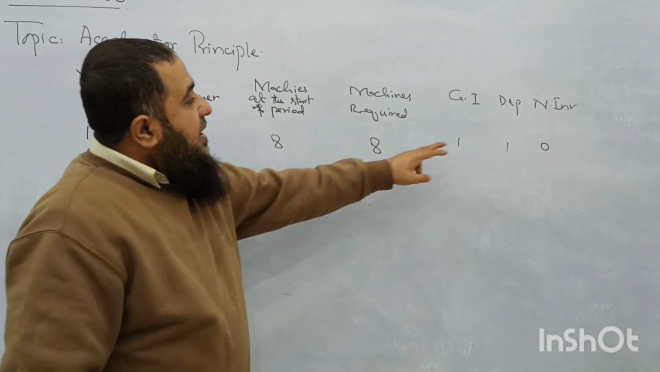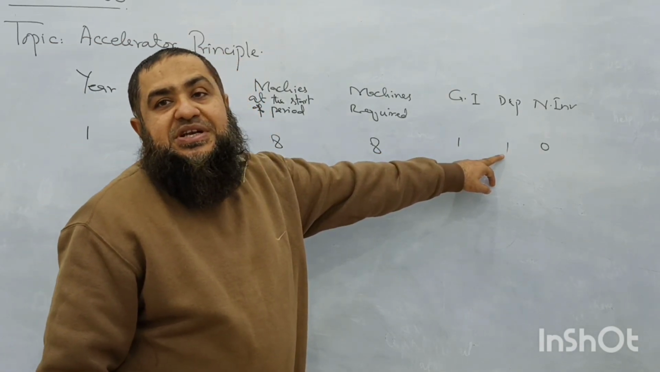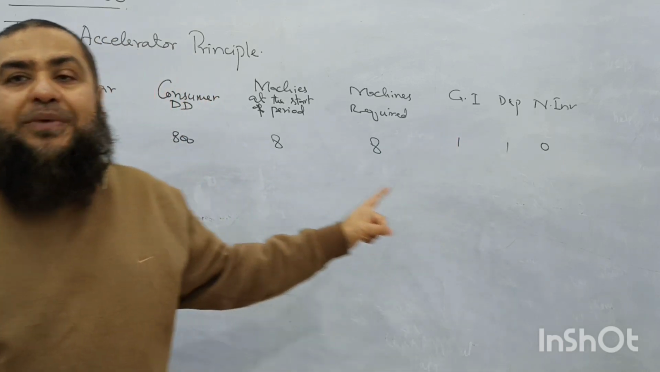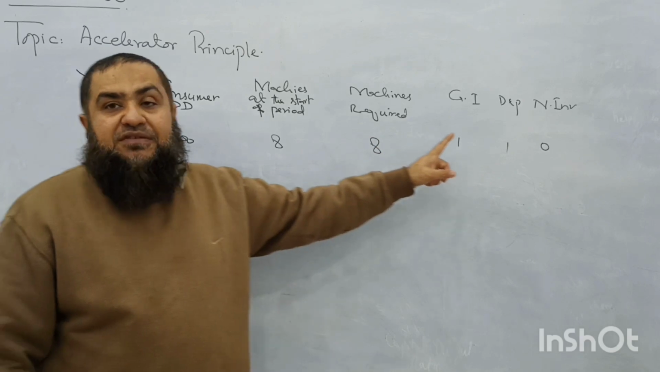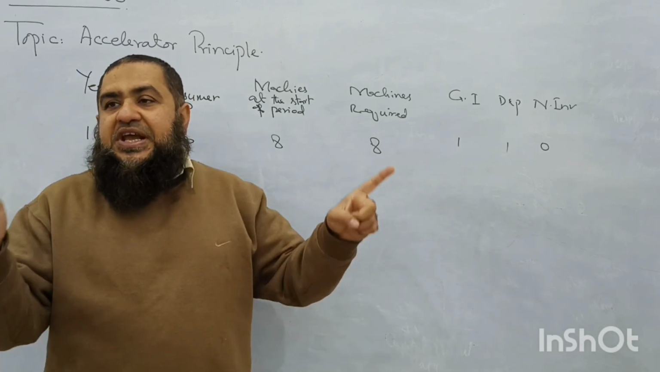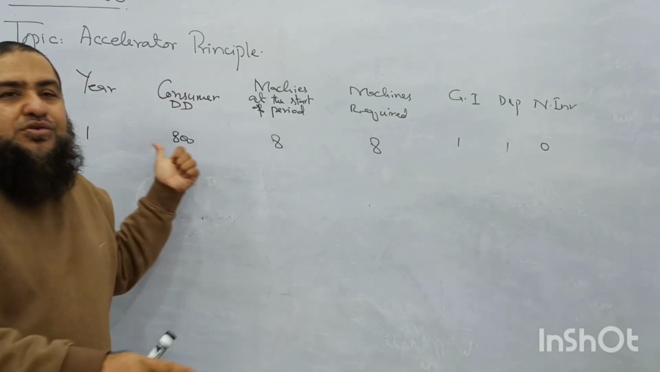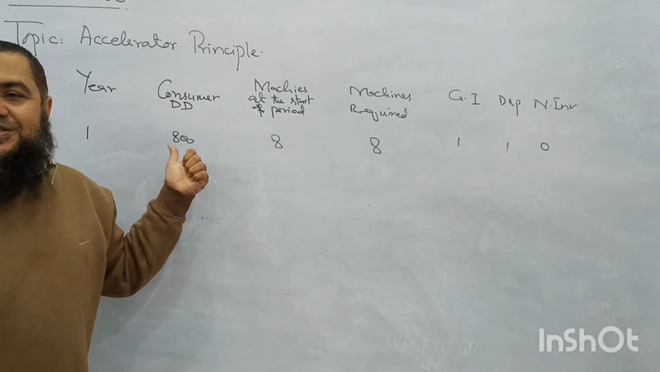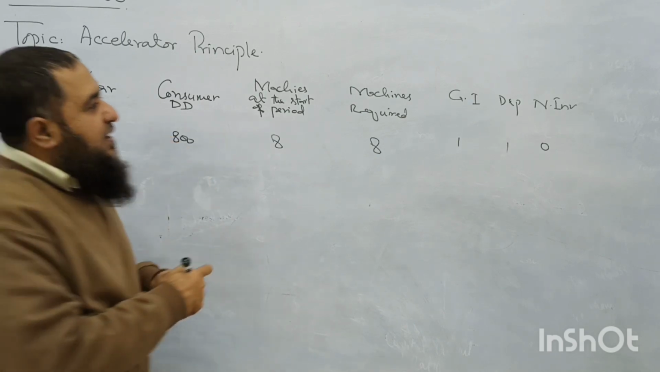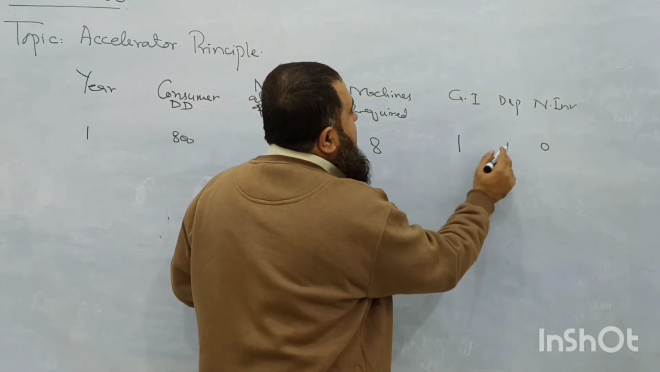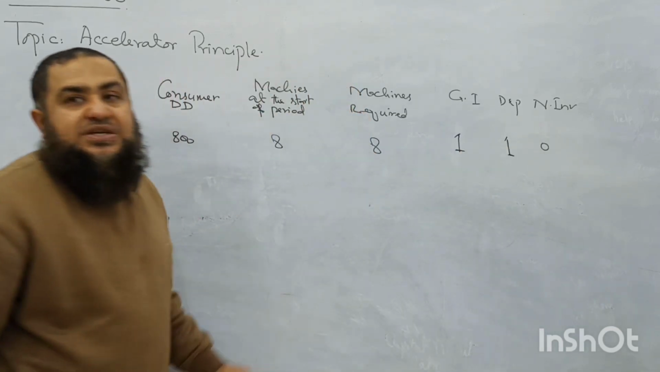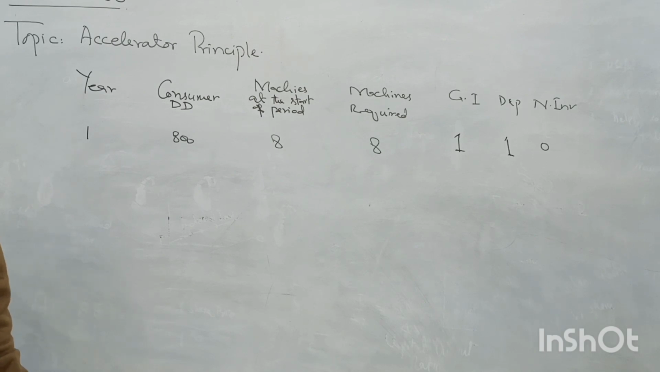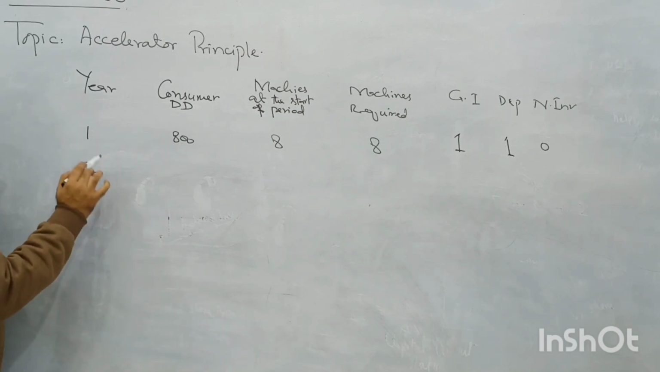One machine is depreciated in a year and 8 are required. Out of 8, if 7 are left over, we need one extra machine to produce 800 units of output. So one is the gross investment and one is the depreciation. So how much is the net investment in year 1? 0.